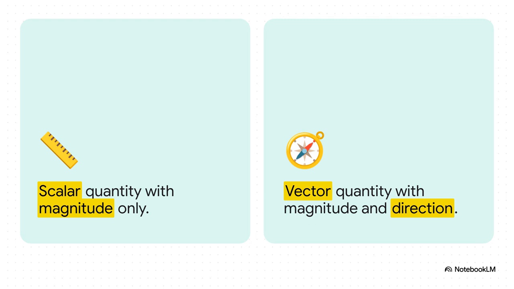Putting them head-to-head really highlights a stark dichotomy. Distance is a scalar, magnitude only, just moving. Displacement is a vector, magnitude plus direction, targeted movement. It's basically the difference between asking your fitness tracker, hey, how many steps did I take today, versus asking a compass, how far am I from my starting point right now, and in exactly what direction.